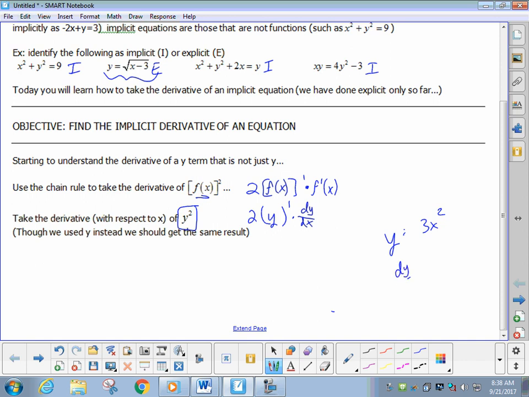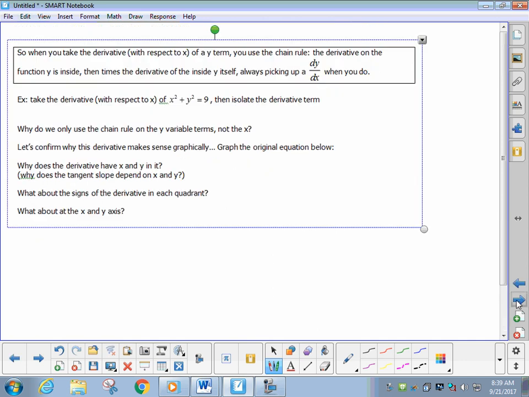dy/dx, yeah? I mean, when I take the derivative of y, I get dy/dx, right? Same goes here. When I take the derivative of the inside, the derivative of y, it's dy/dx. Now, that then is the heart of what you're going to see in implicit differentiation. When you do implicit differentiation and you take the derivative of a y term, you take the derivative like you normally would, the power rule and whatnot. But then on the chain rule part of it, you take the derivative of the variable itself and you're going to pick up a dy/dx.